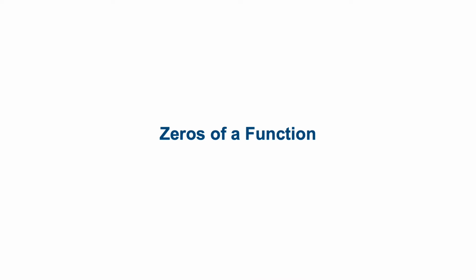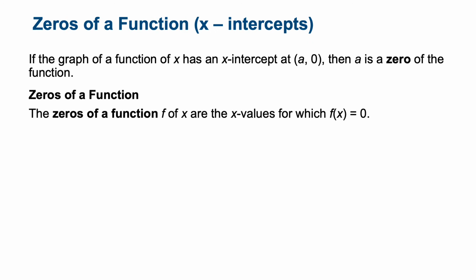Okay. Next, zeros of a function. You can think of those as x-intercepts. If you have a graph that has an x-intercept at some point (a, 0), because remember, for any x-intercept the value of y is 0 and x will be whatever it is, then you can also call a a zero of the function.